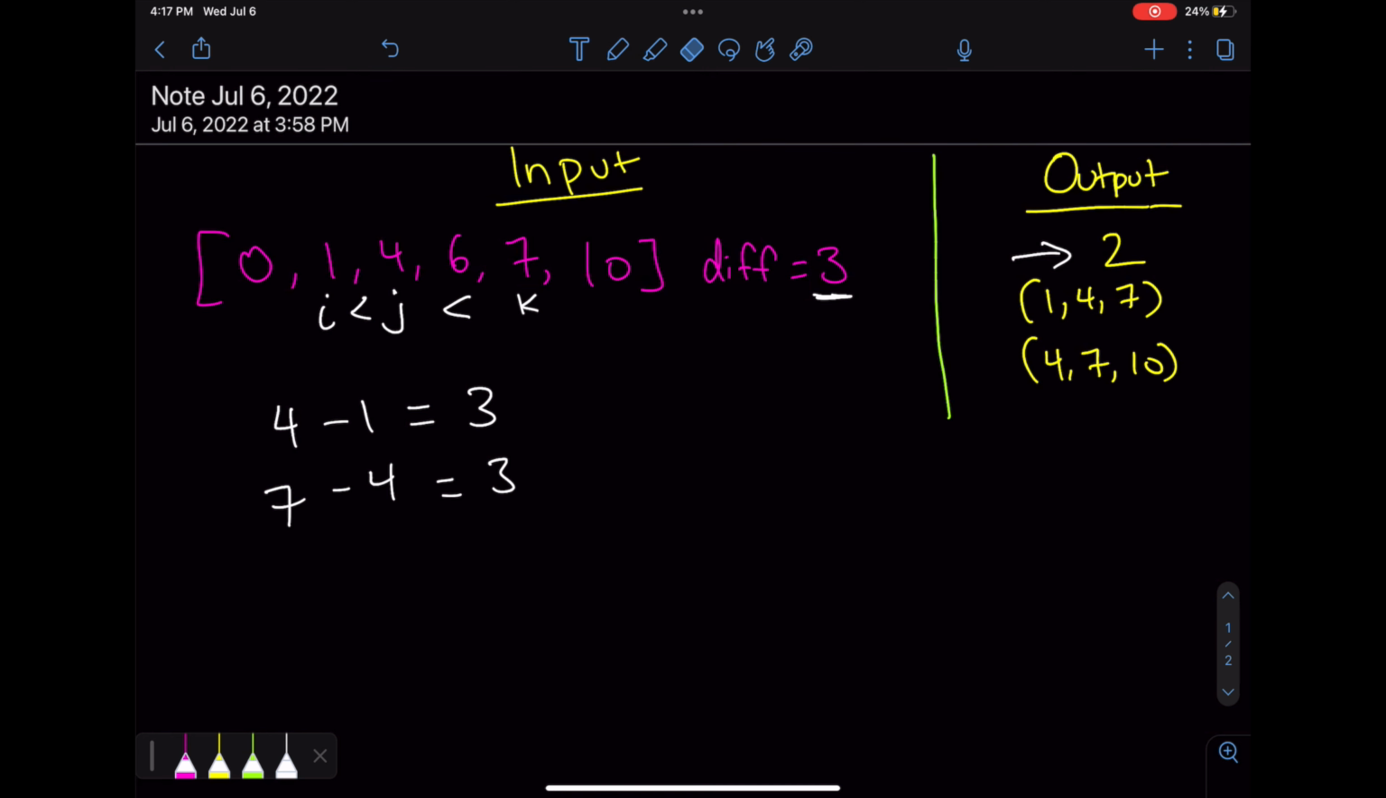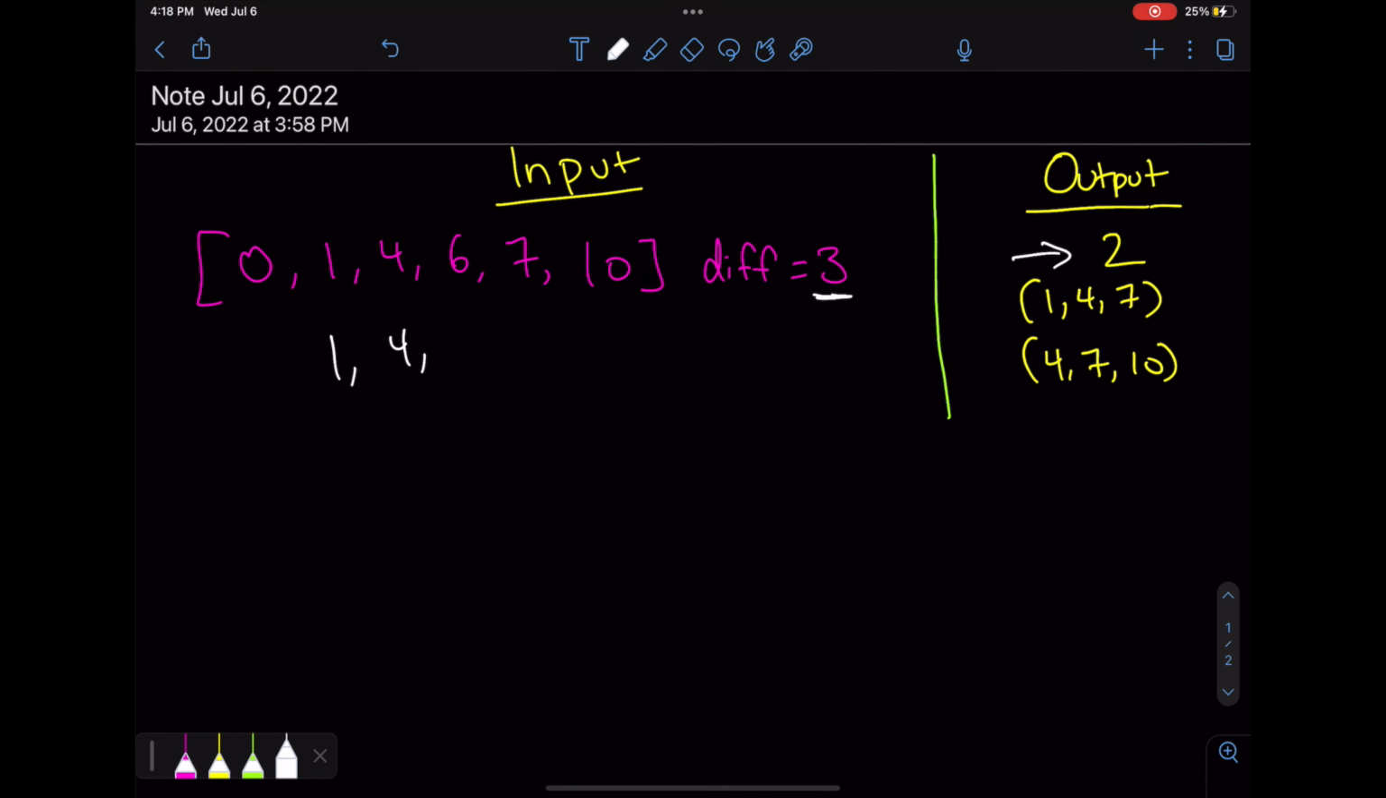So let's think now, how can I find every single arithmetic triplet? Let's take a look at one of those triplets one more time. We have 1, 4, and 7 here, right? That's one of the triplets. Notice that 4 minus the diff, which is 3, is 1, and 7 minus 6 is 1, right? Or in other words, 7 minus the difference times 2 is 1.